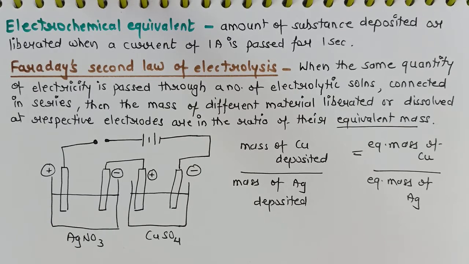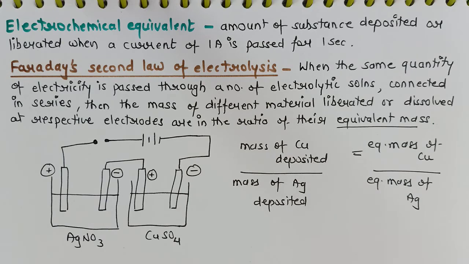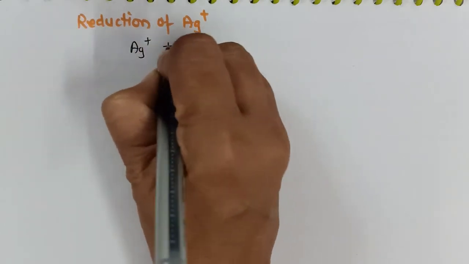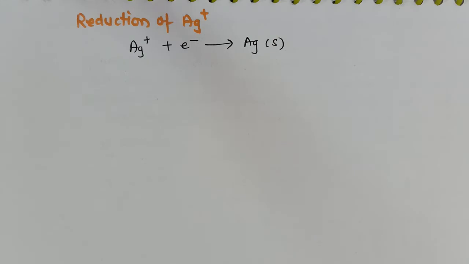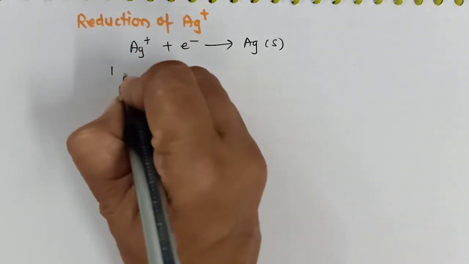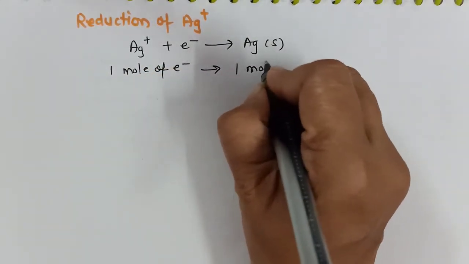Now in Faraday's second law, the mass of substance deposited or liberated depends on the equivalent mass, and in Faraday's first law we are correlating it with Z. So these two things become a little bit complicated, and therefore a new concept was given which includes the concepts of both Faraday's first law and second law. Let us consider the reduction of silver. Silver will accept one electron and get deposited as solid silver. So this is the reduction of silver. I will say 1 mole of electrons is required for 1 mole reduction of silver.